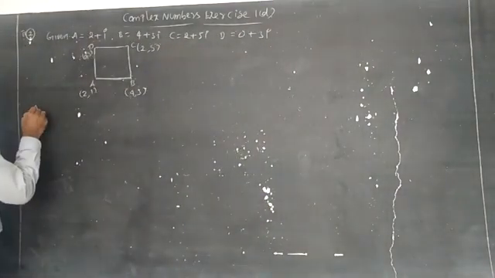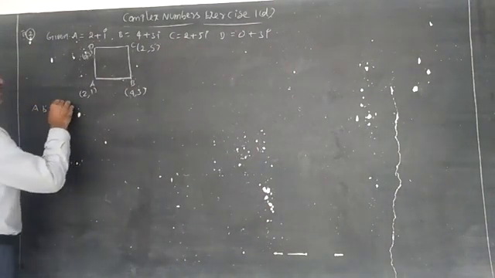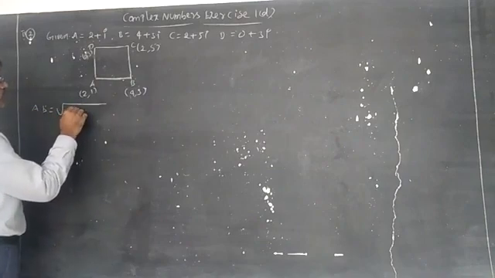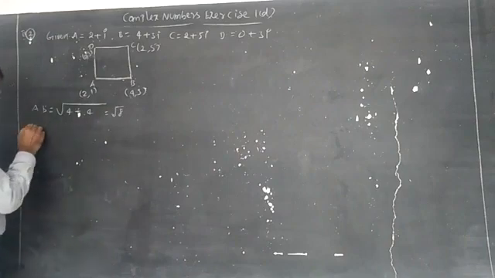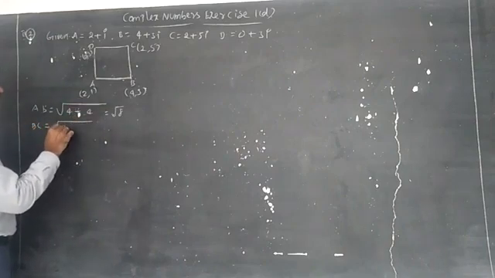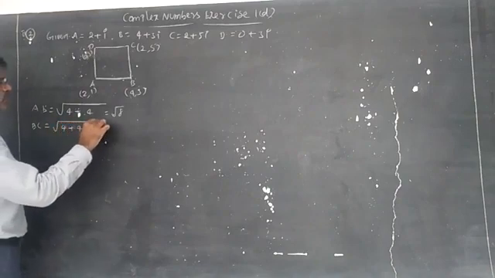Now AB is equal to, calculate the distance, root of (4 minus 2) whole square plus (3 minus 1) whole square, this is 4 plus 4. So that is equal to root 8. Next BC is equal to root of (4 minus 2) whole square plus 4, that is 4 plus 4, this is also root 8.